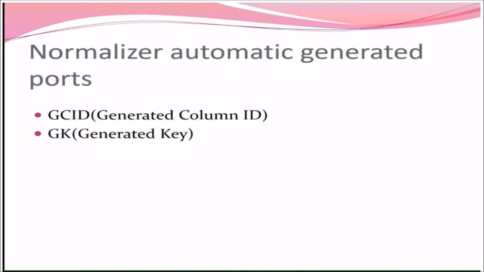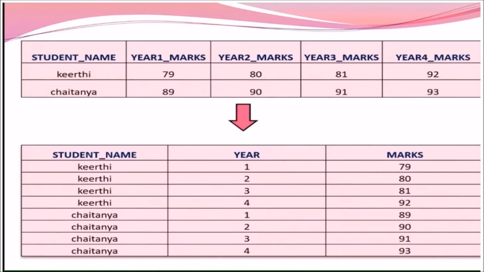When we create the normalizer transformation, it will generate two automatically generated ports, GCID and GK. I will explain these ports after explaining one example, so you can easily understand what GCID and GK are. I have a student table in my database. This first one is the source table. It has the columns student name, year 1 marks, year 2 marks, year 3 marks and year 4 marks.